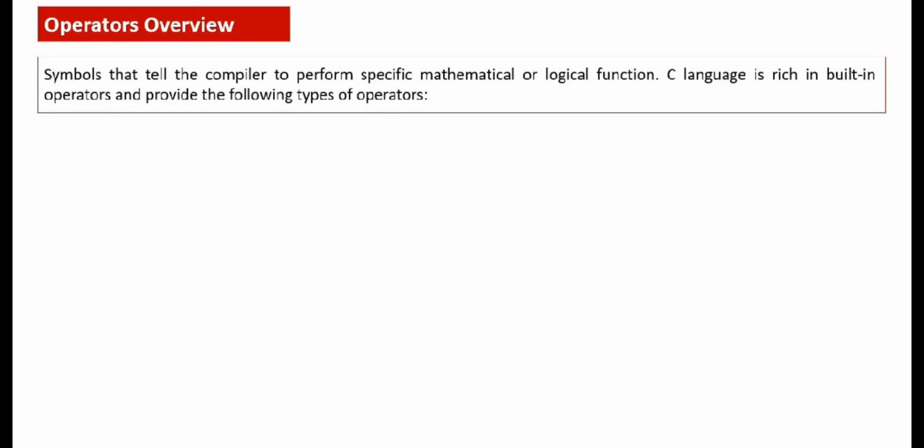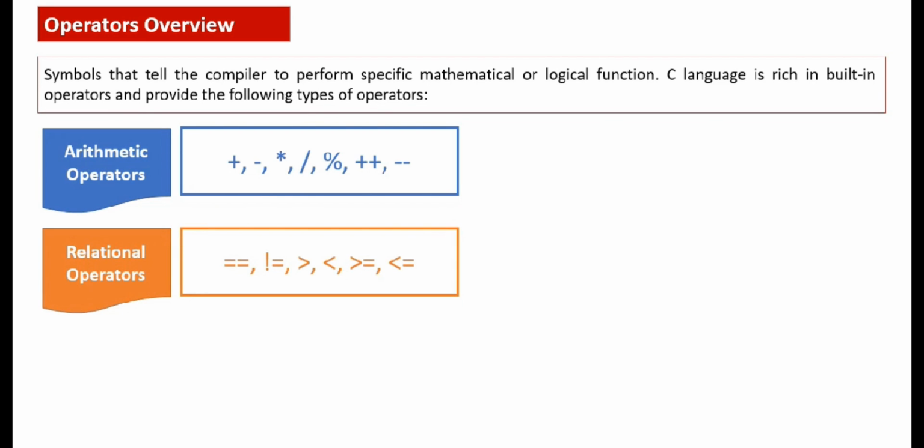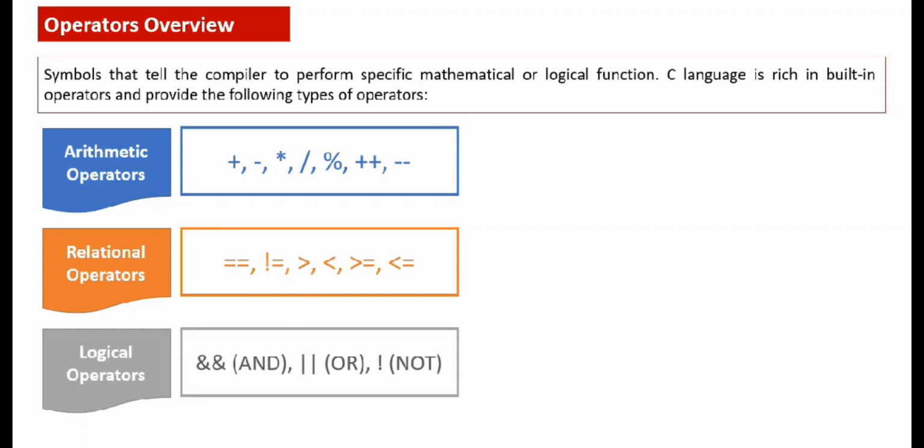Operators are the symbols that tell the compiler to perform specific mathematical or logical functions. C language is rich in built-in operators and provides the following types of operators. The very first is arithmetic operators like plus, minus, multiplication, division, modulus, increment, decrement operator. Next is relational operators: equal to, not equal to, greater than, less than, greater than equal to, and less than equal to. Next is logical operators, that means and, or, not.